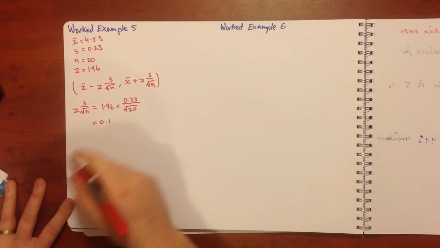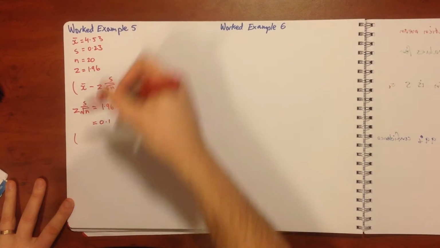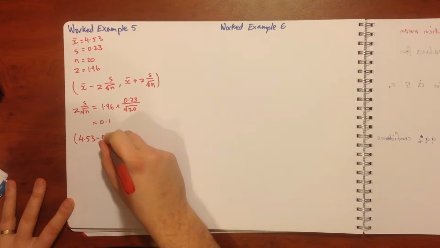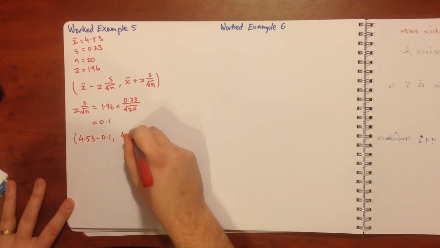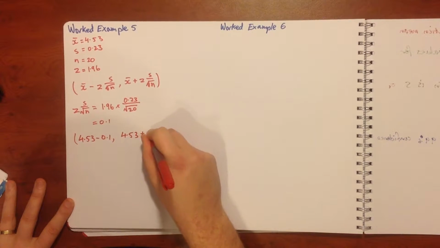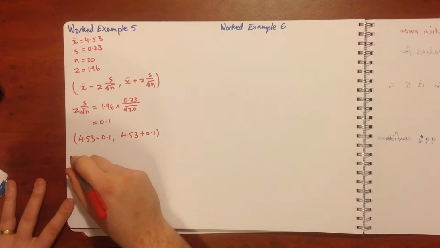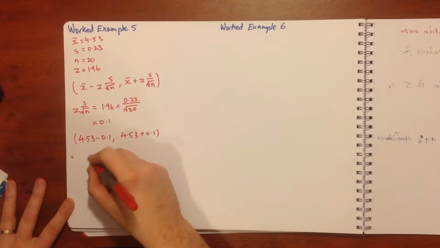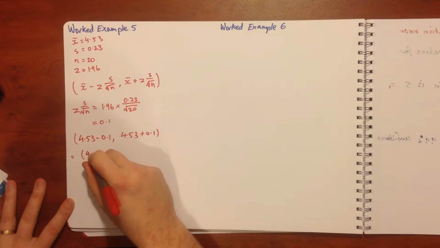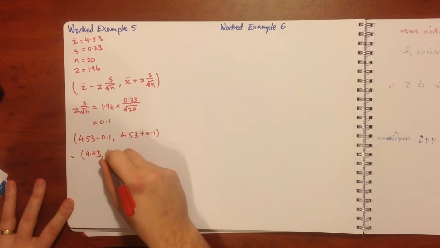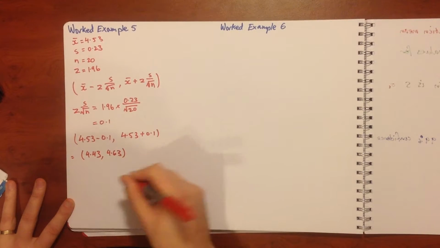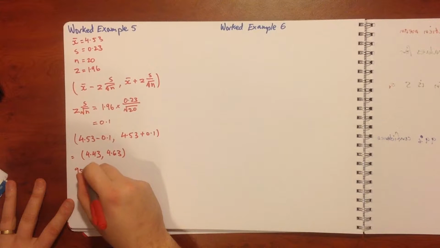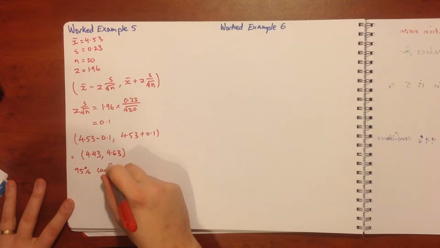So that means our confidence interval is going to go from our x bar, which is 4.53, minus 0.1, to 4.53 plus 0.1. Which means we're going to get a confidence interval of between 4.43 and 4.63. So you can say that we can be 95% confident.